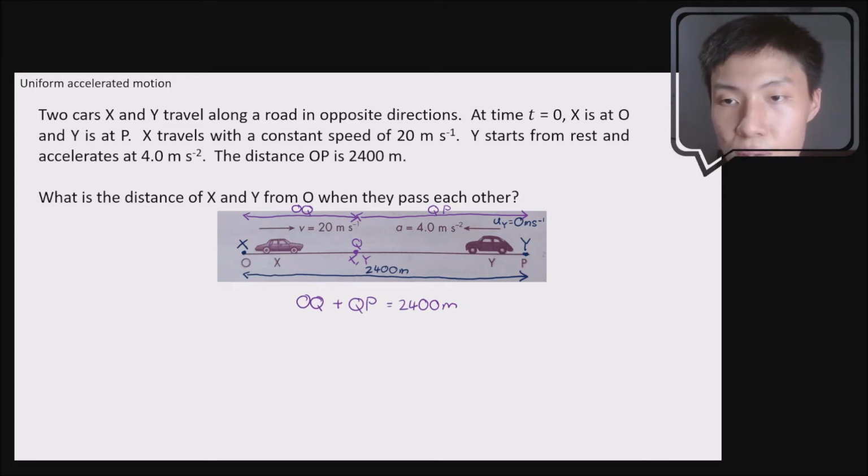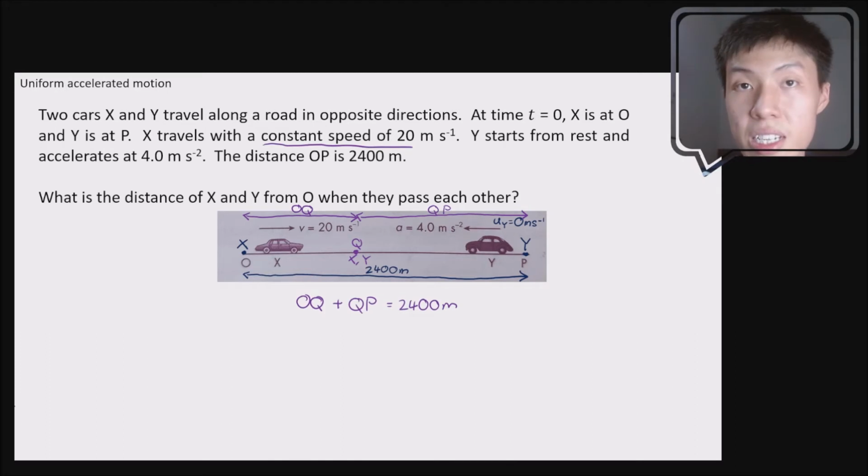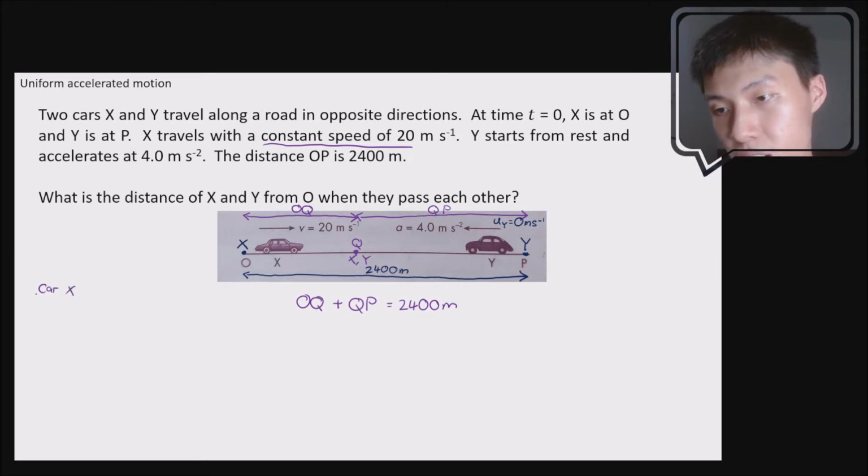In that case, this distance OQ will be the distance of X and Y from point O, because the distance of X and Y from point O is just OQ. So if you are able to find OQ from this, then we have our answer. Let's now start to solve this problem. We have car X and car Y involved over here, so let's write car X and write down car Y.